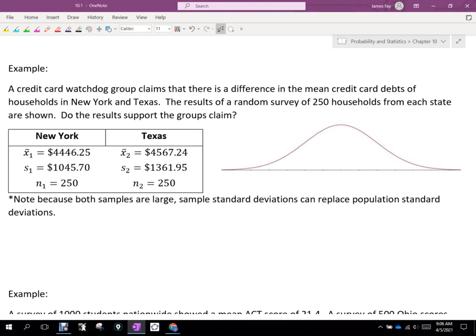Now you might have properties in New York and Texas, but you're not living in them both at the same time, and you don't have debt from them both at the same time. So what we're getting at here is that they're independent, okay?